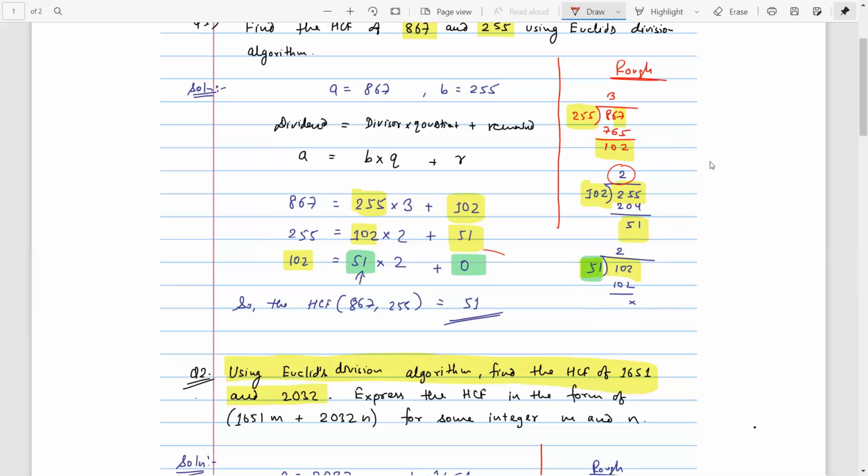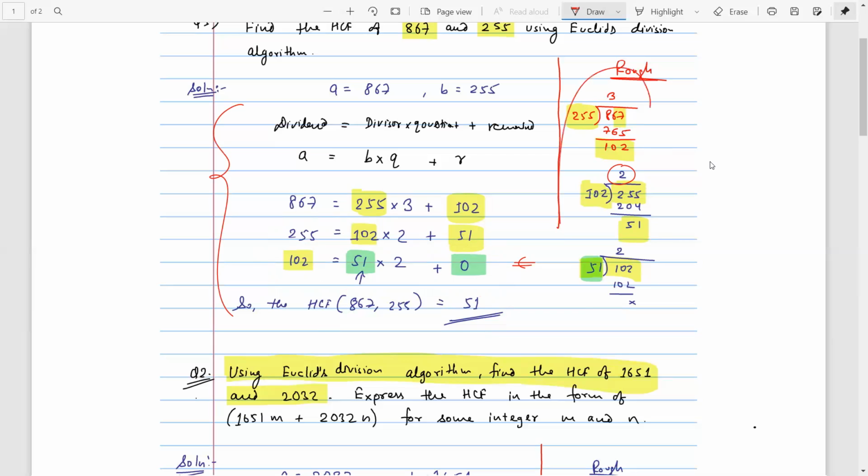Now, what did I say? If the remainder becomes 0, in this step, whatever is the divisor, that is 51, that is what becomes the HCF of the two numbers. So the divisor of the step where the remainder became 0 becomes the HCF. So this is your Euclid's division algorithm to find the HCF.